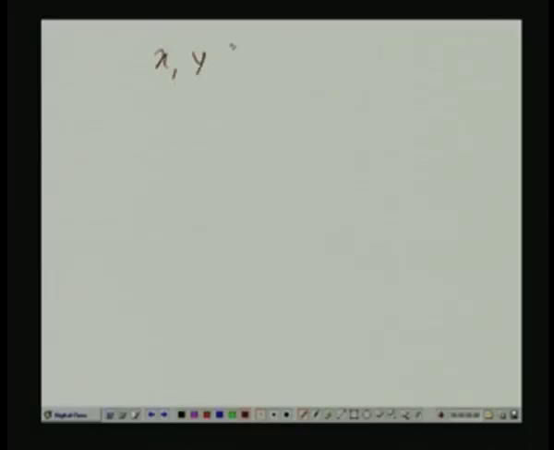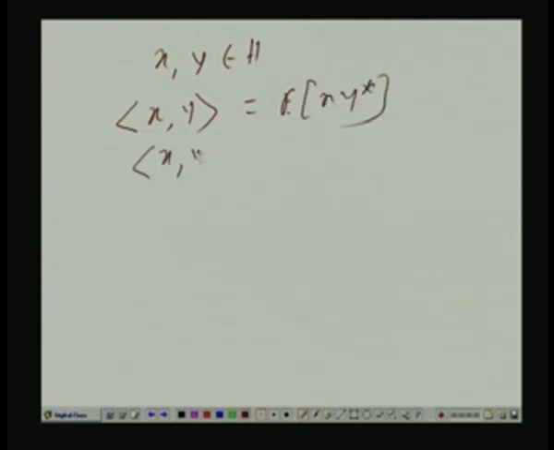So, for any x, y belonging to H, we define the inner product like this: E of x y star. Actually, there are certain basic properties that this inner product should follow, and those properties are satisfied, so I will not go into that. I just define the inner product, and if you take the inner product of x with itself, it gives you the expected value of mod x square. Those properties are simple.